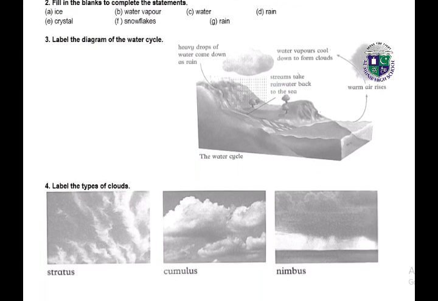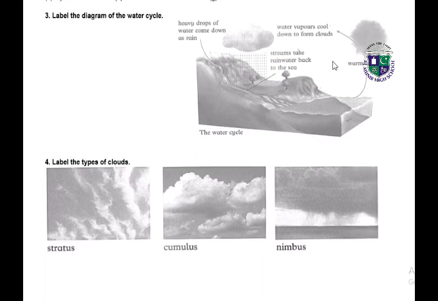Question number 3, you have to label the water cycle. Yes, this picture is present in your unit. So from here you can watch it and learn the water cycle. You must label it properly. Next, label the types of clouds. Number 1 is stratus, number 2 cumulus, number 3 nimbus. So these are the different types of clouds.